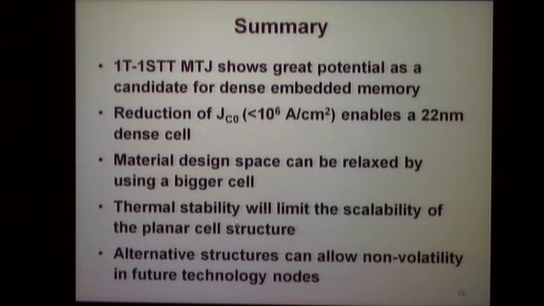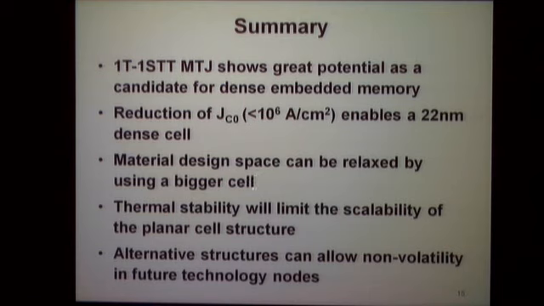Finally, a brief summary. I talked about this 1T1 STT MTJ being a potential successor to SRAM for high density. The reduction of JC0, which is a critical current, is required for getting denser cells. I think that's one of the things that one needs to look at from a materials design perspective. And unless we do that, it's very difficult to get something which will be 4 or 5x smaller than an SRAM, which is kind of where we are in dense memory solutions.